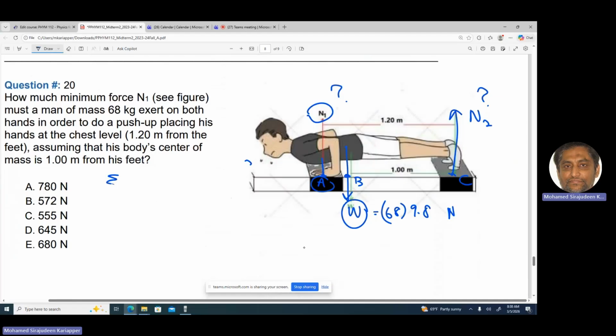Net torque equal to 0. And as I told you before, whenever you talk about torque, you need to choose a point. It is valid for any point. If it is in equilibrium, the rotational equilibrium condition, you can apply to any point you choose. Which point should I choose to get the A, B, or C? A, O, C.